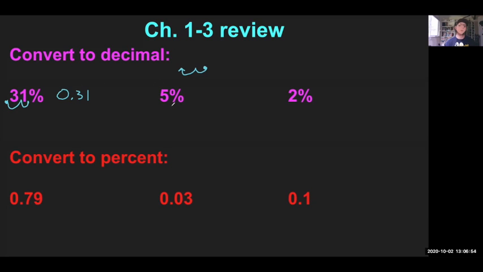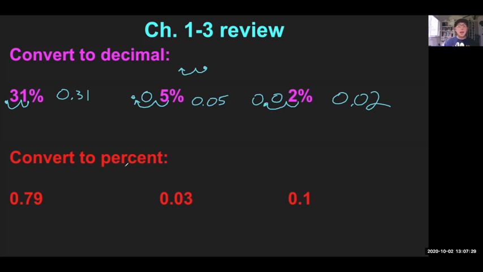So what would 5% be? Ready, go. Right, so 5%, you're going to move it 1, 2 places, right? Put the decimal, and in the empty space, put a 0, so your answer is going to be 0.05. Now you do the same thing with 2%. Ready, go. Okay, so that should be 1, 2, and that should be 0.02. 0.02 is your answer. Awesome.